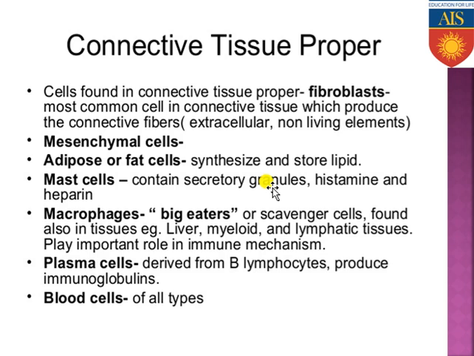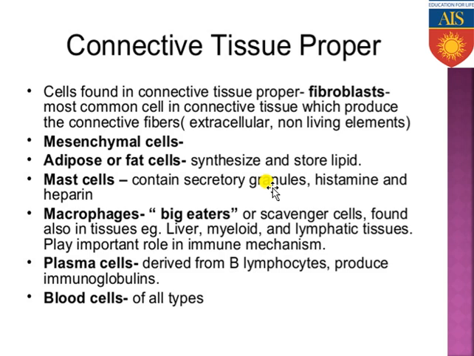Macrophages are commonly known as big eaters, and they are also considered scavenger cells, because when any foreign pathogen enters the body, these macrophages, which are present in the liver, myeloid region and lymphatic tissue, engulf those pathogens or foreign particles. There are also plasma cells in the extracellular matrix, which are responsible for producing antibodies. Those are actually B lymphocyte cells.